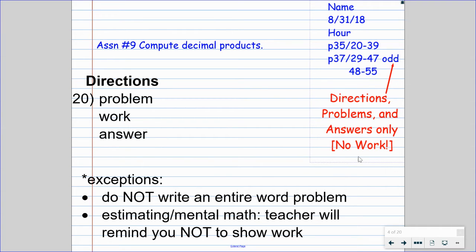Also, you'll notice my special directions for numbers 29 to 47 odds, and that is when you're asked to use mental math, I'm gonna tell you do not show work. So in that case, you'd write the directions, you'd write the problem and your answer down with no work. All right, so 29 to 47 odds, you will only write the directions, write the problem, and your answers. Pause for a moment, go ahead and title your paper, and then we'll continue.